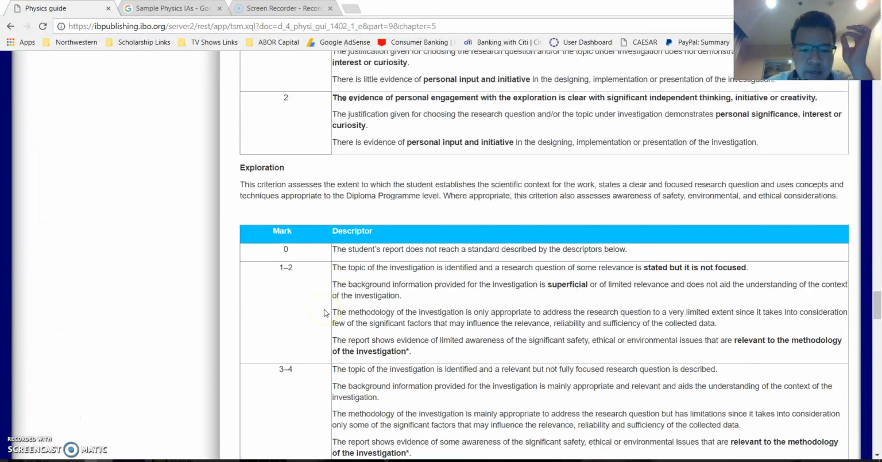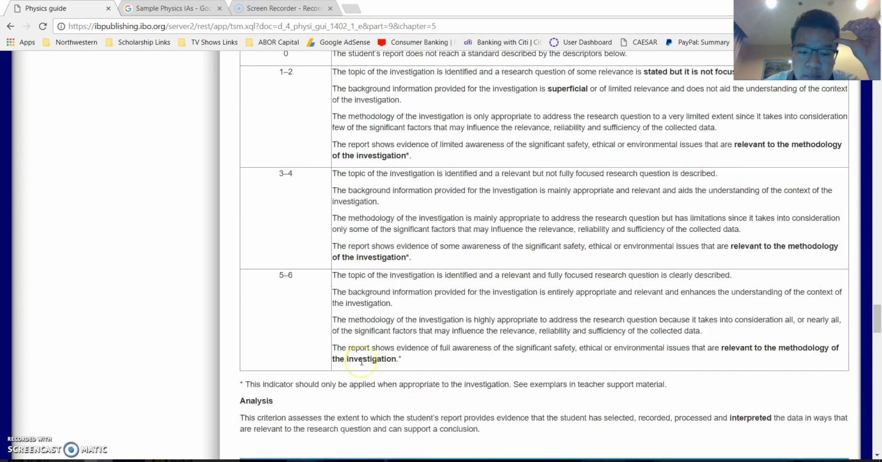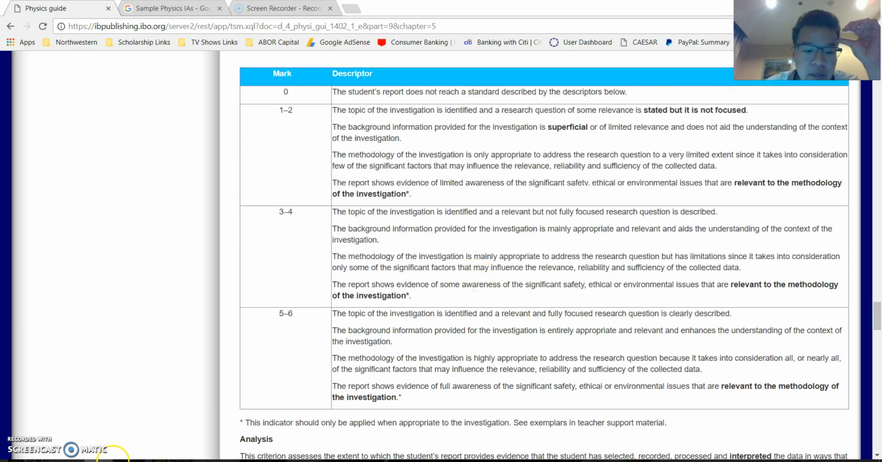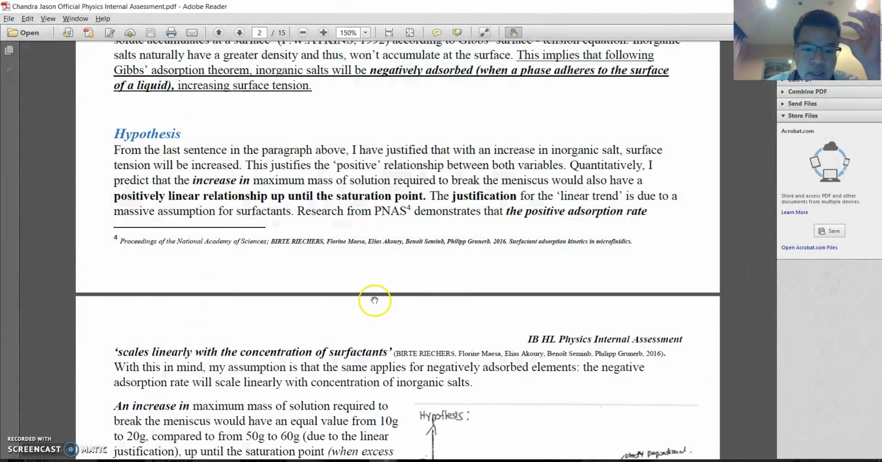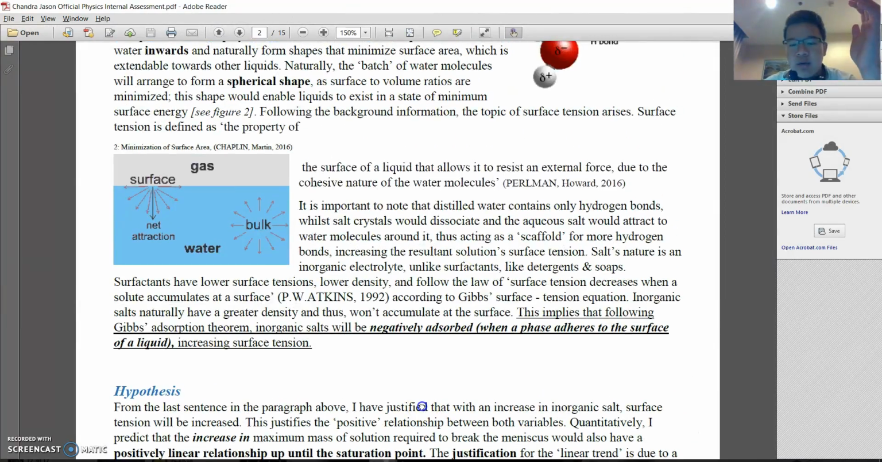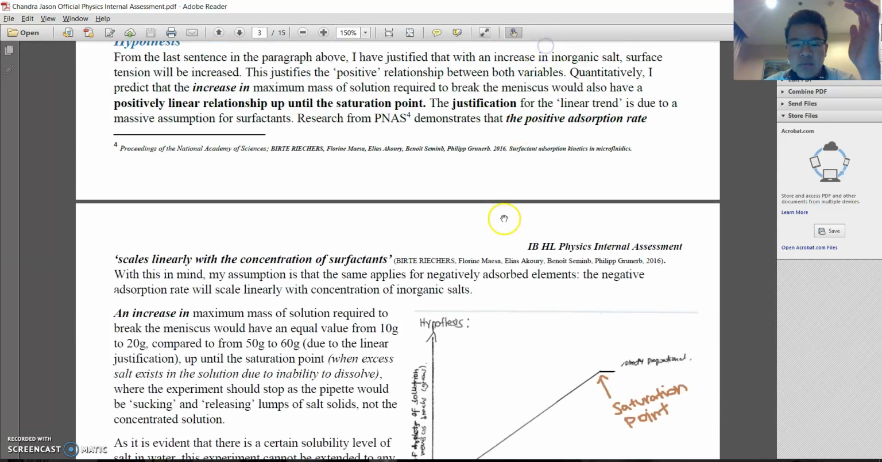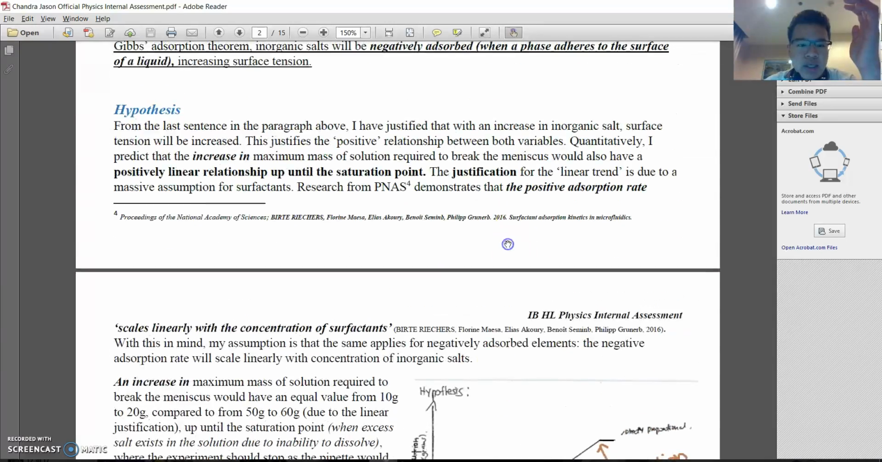So yeah, and then somehow, let's look at the criteria again. Exploration states that you need to have a very fully focused research question. Okay. So background information is entirely appropriate and relevant and enhances the understanding of the context. And then it says the methodology is highly appropriate. So you have to have a hypothesis, or basically a prediction of why one is the case. But you have to justify that hypothesis and you have to give reason why that's the case.